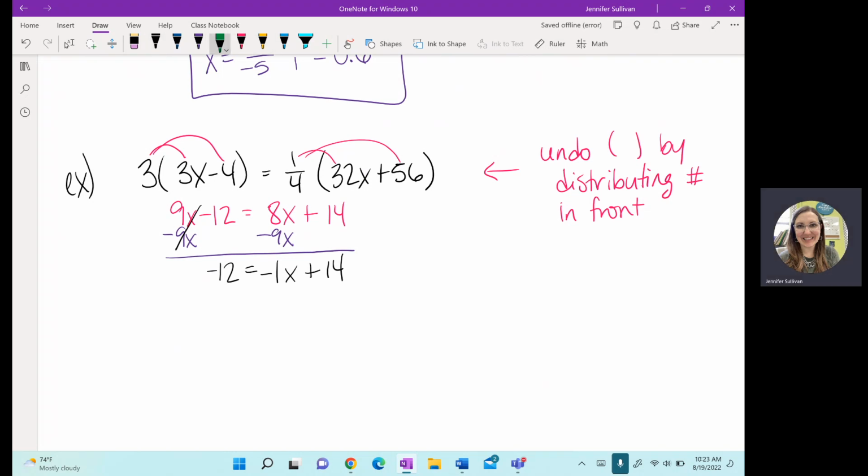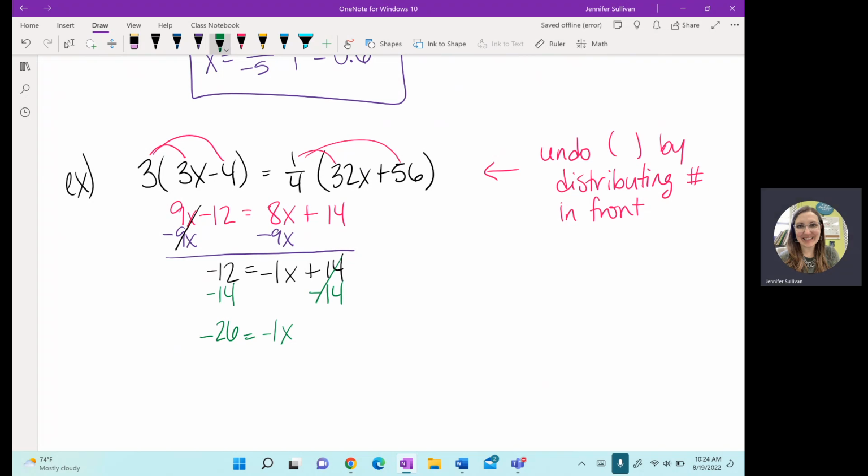Okay, now I have my x right here, and I'm trying to get it by itself. So remember that we undo the multiply or divide second, and we undo the add or subtract first. So we're going to subtract the 14 over to the other side. Undo the add or subtract first. So this is gone. -12 and -14 is -26. And right now that equals -1x.